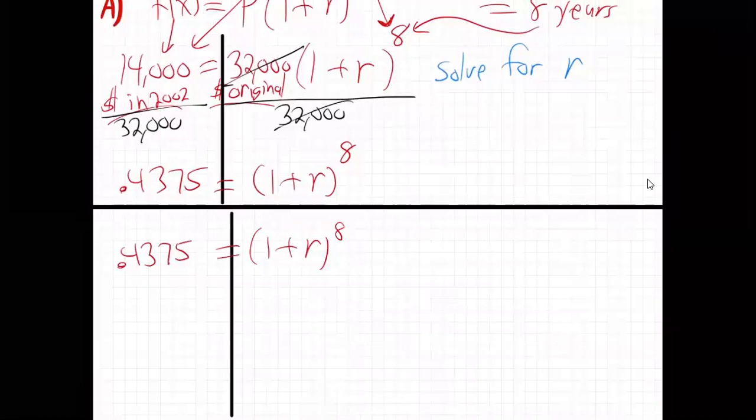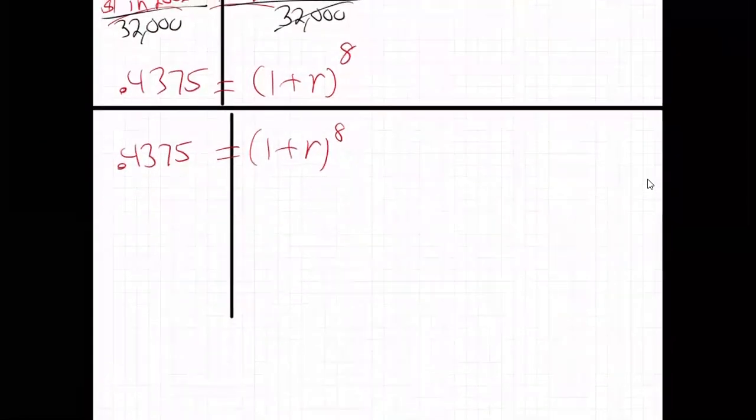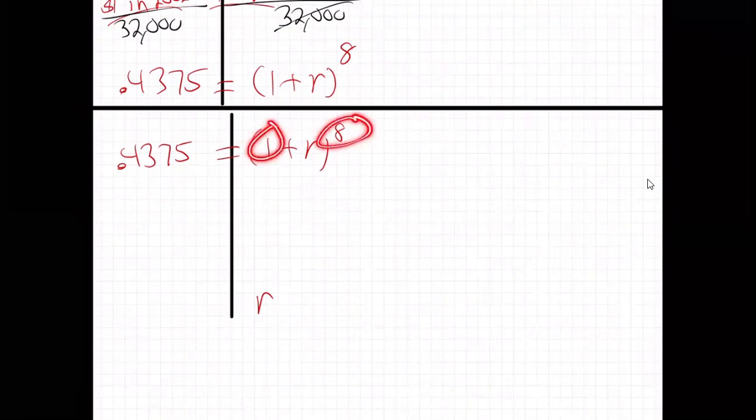Okay, so I'm trying to solve for r. Got to get r alone. R is saying, I want to be alone. Get rid of this other stuff. Get rid of this 8 power. Get rid of this 1. Get rid of these parentheses. I want to be alone. All right, so how do I get rid of that 8 power?